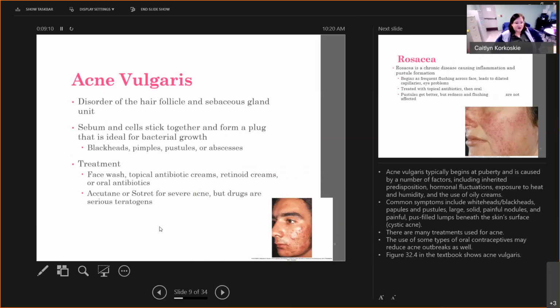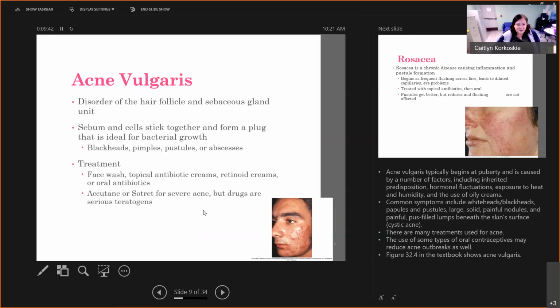Another common skin disorder is acne, which is a disorder of the hair follicle and sebaceous gland. Acne is usually on the face, but it can be pretty much anywhere on the body. Most commonly the face and the back are the two common areas. It's where sebum and cells stick together and form a plug, which is where bacteria will grow.